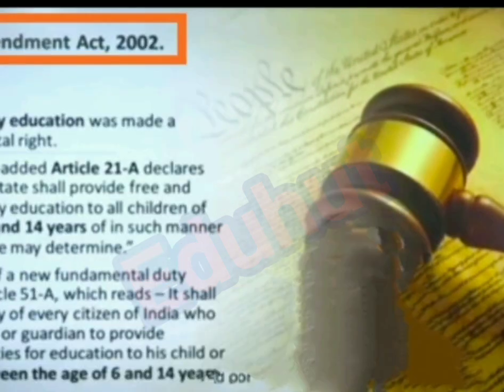86th Amendment Act 2002. Elementary education was made a fundamental right. The newly added Article 21A declares that the state shall provide free and compulsory education to all children of the age of 6 to 14 years in such a manner as the state may determine. Addition of a new fundamental duty under Article 51A, which reads: it shall be the duty of every citizen of India who is a parent or a guardian to provide opportunities for education to his child or ward between the age of 6 and 14 years.